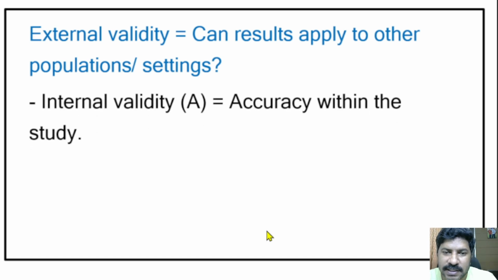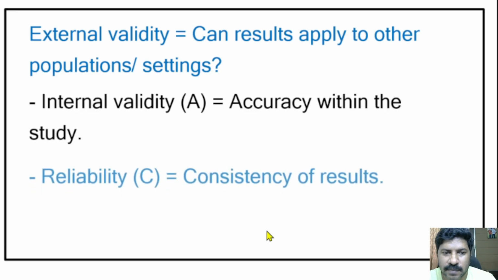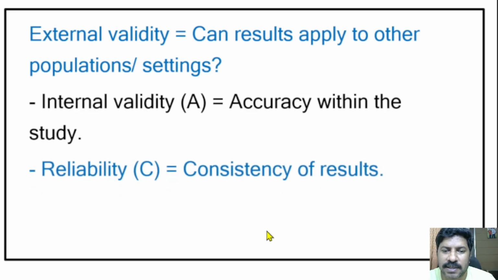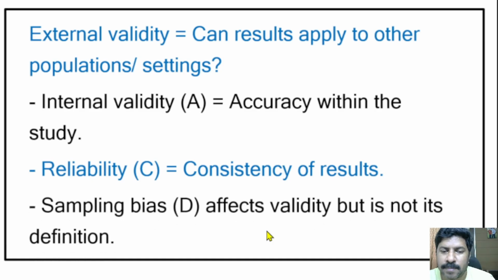Internal validity means accuracy within the study. It cannot be applied outside the study. Reliability simply means consistency of results. Sampling bias affects validity but is not its definition. Sampling bias means there will be error in the selection of the sample.